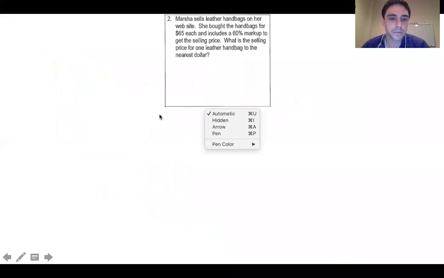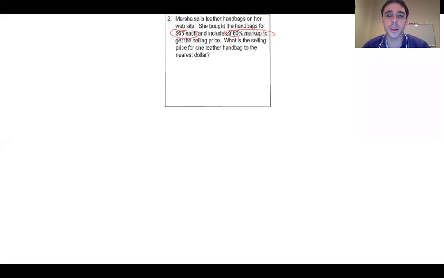Question number 2. Marcia sells leather handbags on her website. She bought the handbags for $65 each and includes a 60% markup to the selling price. What is the selling price for one leather handbag to the nearest dollar?